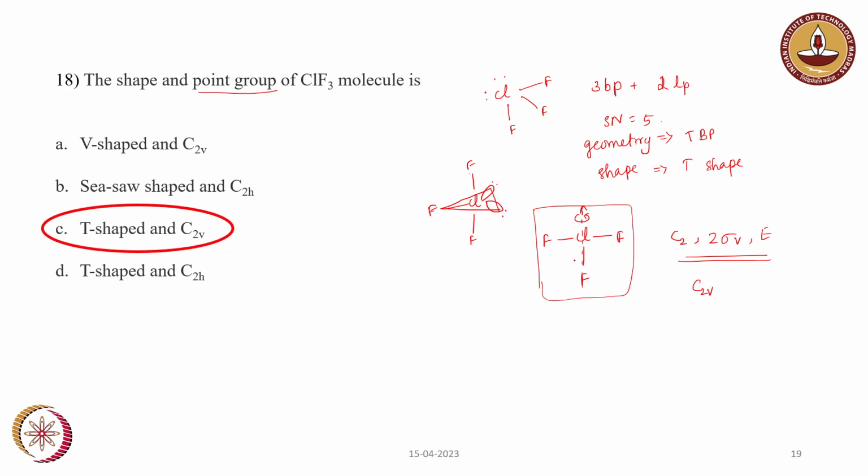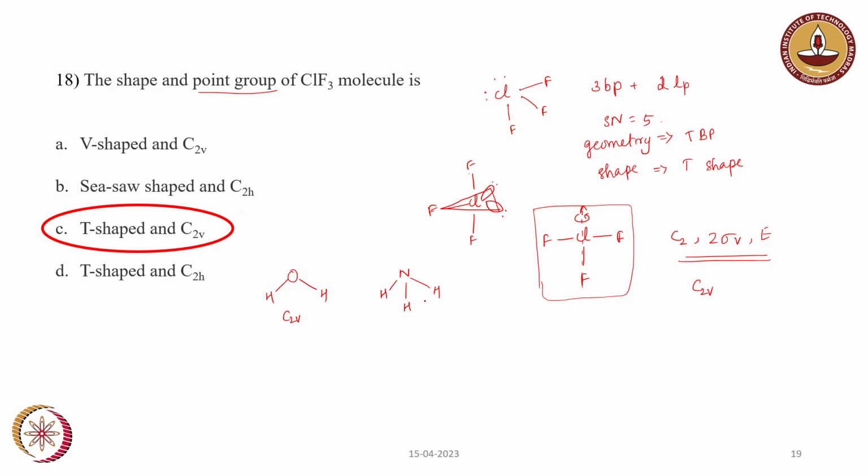You will learn more on the point groups in the group theory subject. If you don't understand, just know that a molecule with a T shape, where all the atoms are the same, will have C2v. Another example for C2v is H2O, and there is C3v, which is NH3.